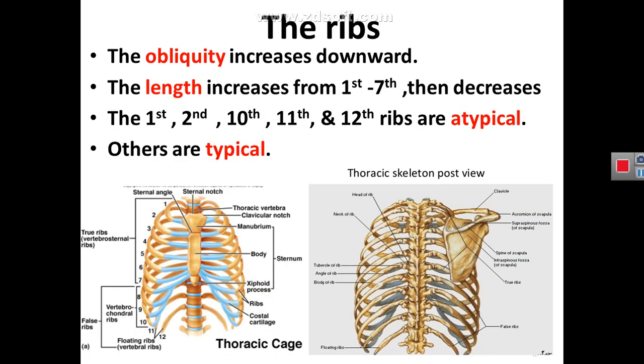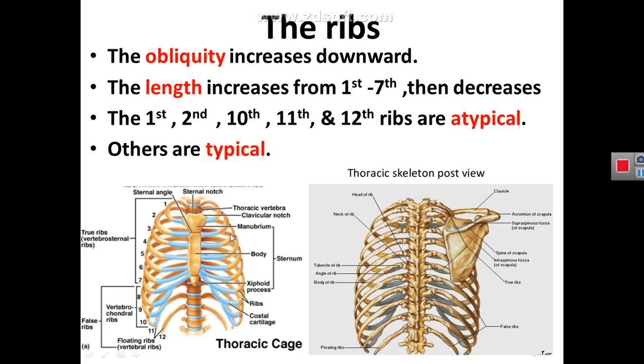Back to the osteology of the ribs. We have to say that the ribs, as you can see in the figure, run obliquely. Posteriorly they are higher than anteriorly, and such obliquity increases as we go downward, so the lowest ribs are more oblique than the higher ones. Also, the length of the rib increases as you go from the first down to the seventh rib. The seventh rib is the longest rib. But after the seventh rib, you can see that the ribs become shorter and shorter downward.